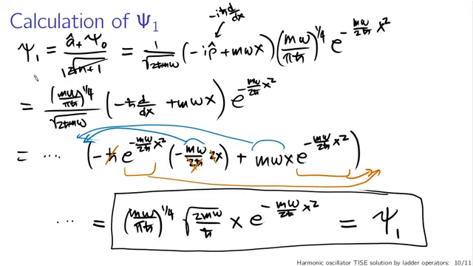The formula we started with here does give us machinery that we can use to calculate any wave function that we might want as a solution to the time-independent Schrodinger equation for the quantum harmonic oscillator.